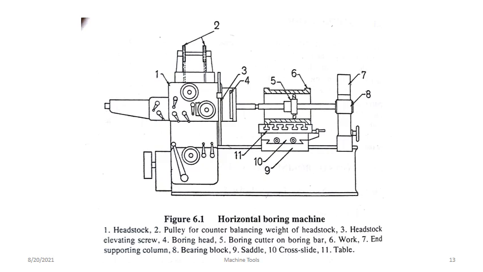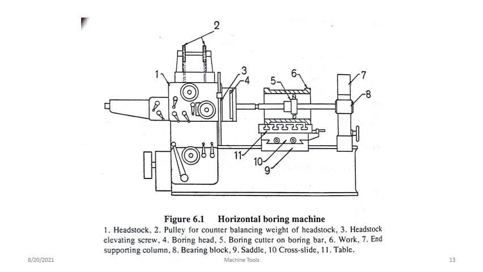Eighth one is a bearing block. And ninth one is a saddle. This one is a saddle. 10th point is the cross slide, and 11th one is the table. So 11 important parts of the horizontal boring machine.